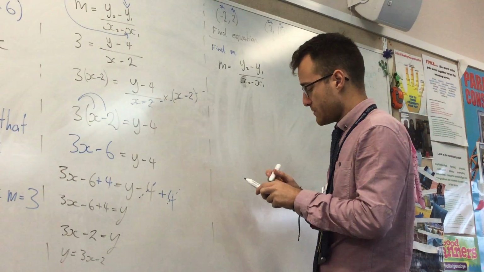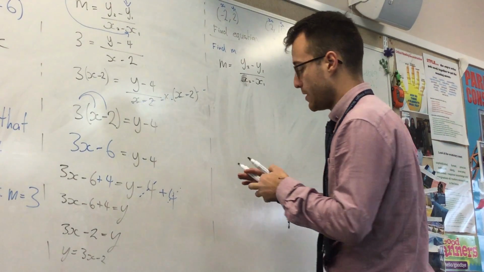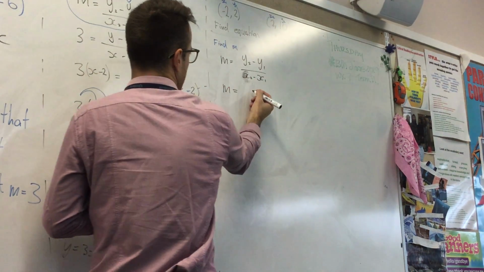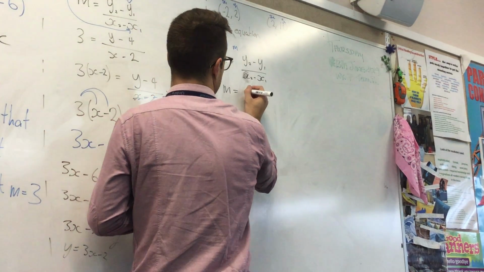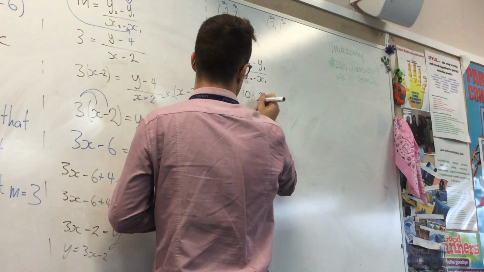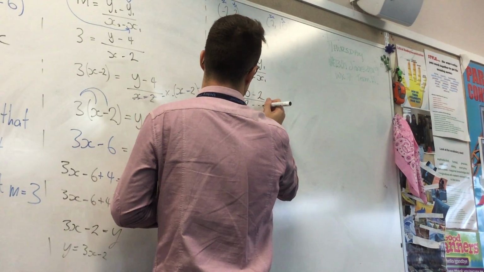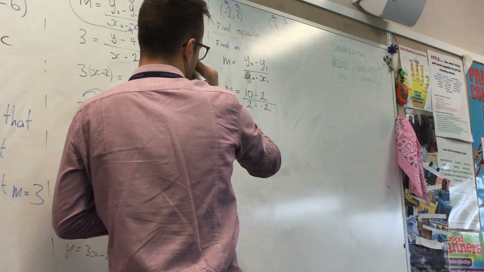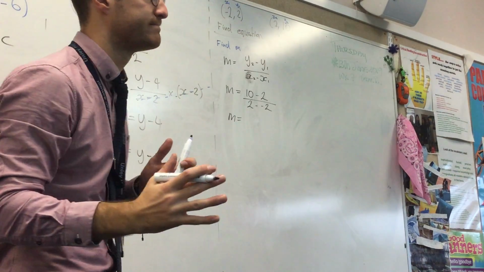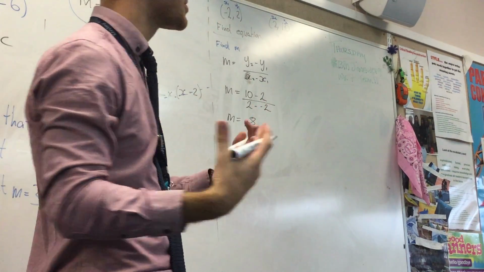Alright, cool. So we're calculating m, so obviously we're not going to substitute anything in there. So we're going to have m equals what? Y2, oh no, it was 10. Yep. So y2 is 10. Take 2. Positive 2. Take negative 2. 10 take 2. 8. 2 take negative 2. 4. It's the same as 2 plus 2, which is 4.